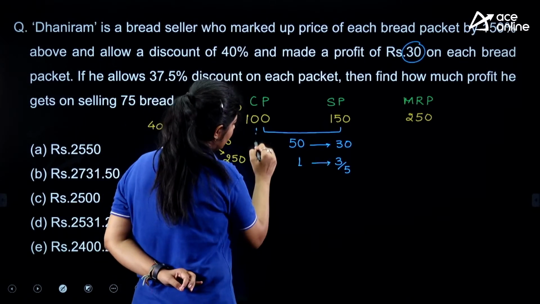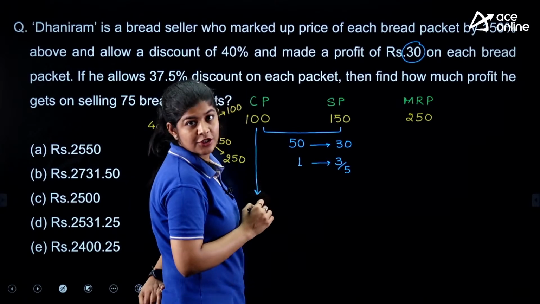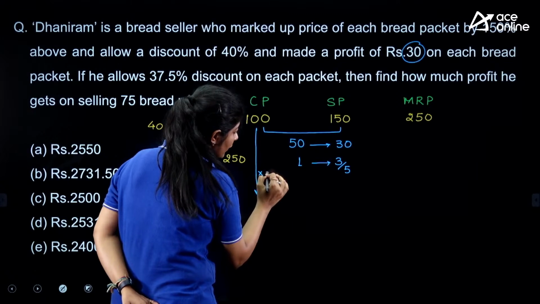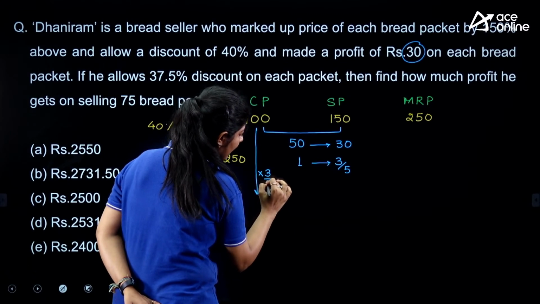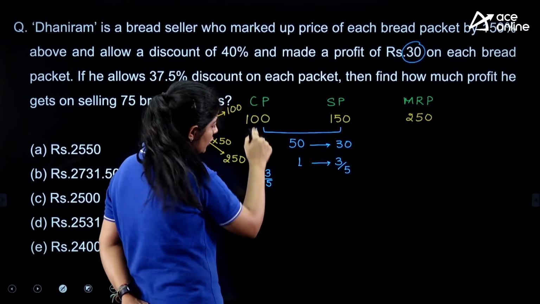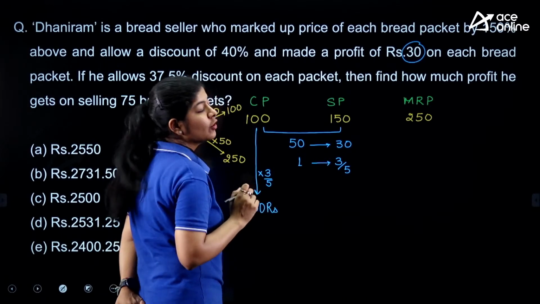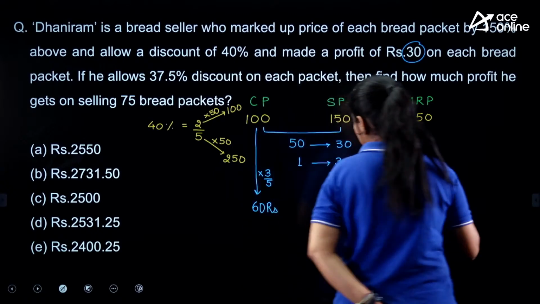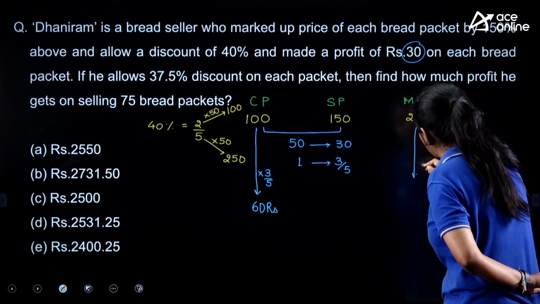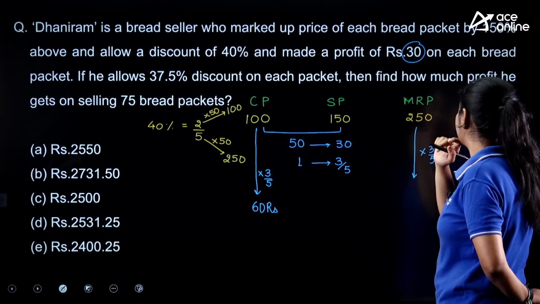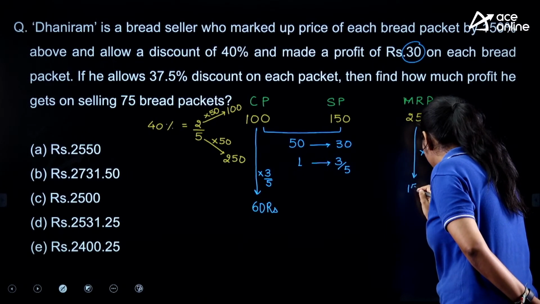That means first we need to find out the actual cost price and the actual MRP. So the actual cost price that we got over here is 60 rupees. And the actual MRP that we got over here is nothing but 50 is 150.